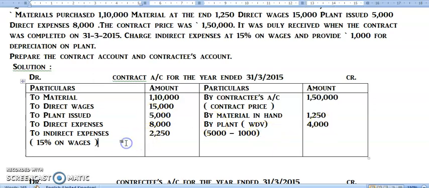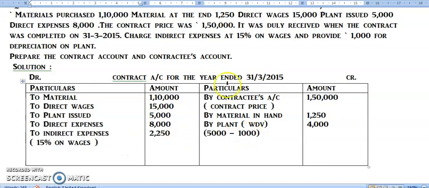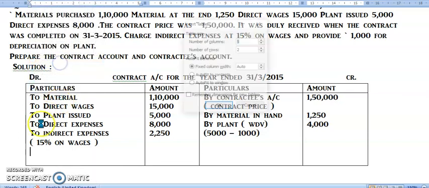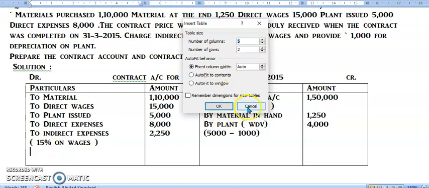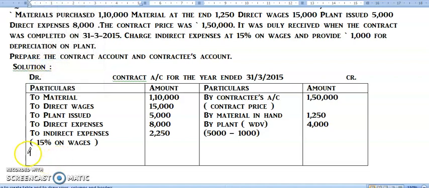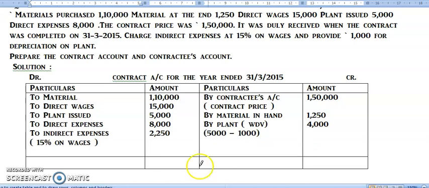Now let us do the total first. After that, whatever profit or loss comes, you have to find out in your contract account. So let us insert the table first. To write down the total you have to draw one line like this, right here, total, here also, total. Let us do the calculation.